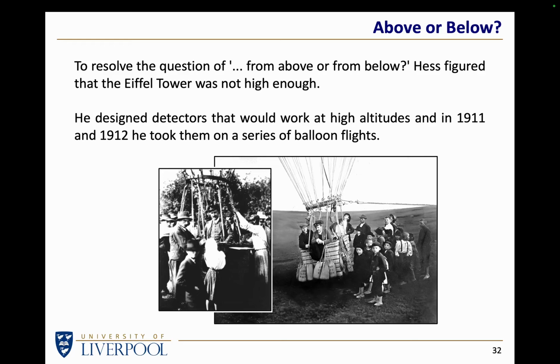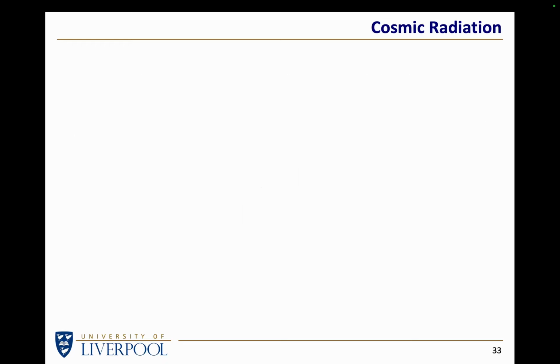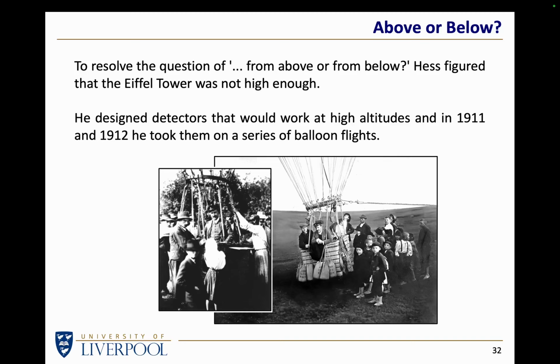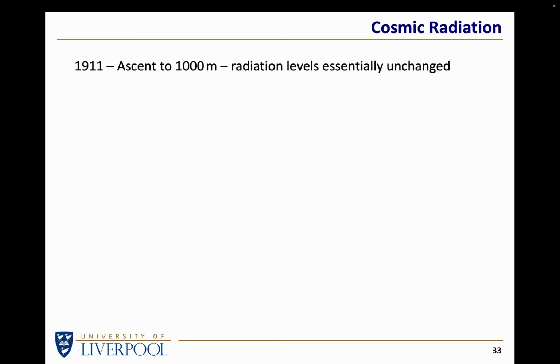So basically, he built himself detectors that would allow balloon flights to take his detectors up to various altitudes and still work even at thousands of meters, so that he could tell whether or not the radiation goes up when you go up in altitude or goes down when you go up in altitude, thus telling you whether the radiation is from the Earth or from the sky. So in 1911, he took a balloon flight to 1,000 meters and he determined, well, not much. The radiation levels didn't seem to change so much, which is why the Eiffel Tower wasn't high enough, because even 1,000 meters isn't really high enough to tell what's going on.